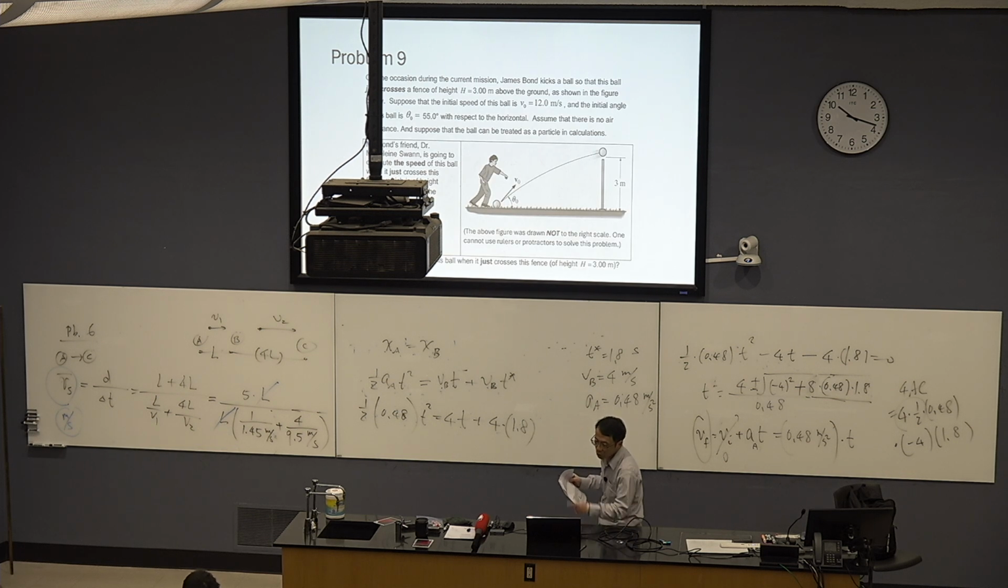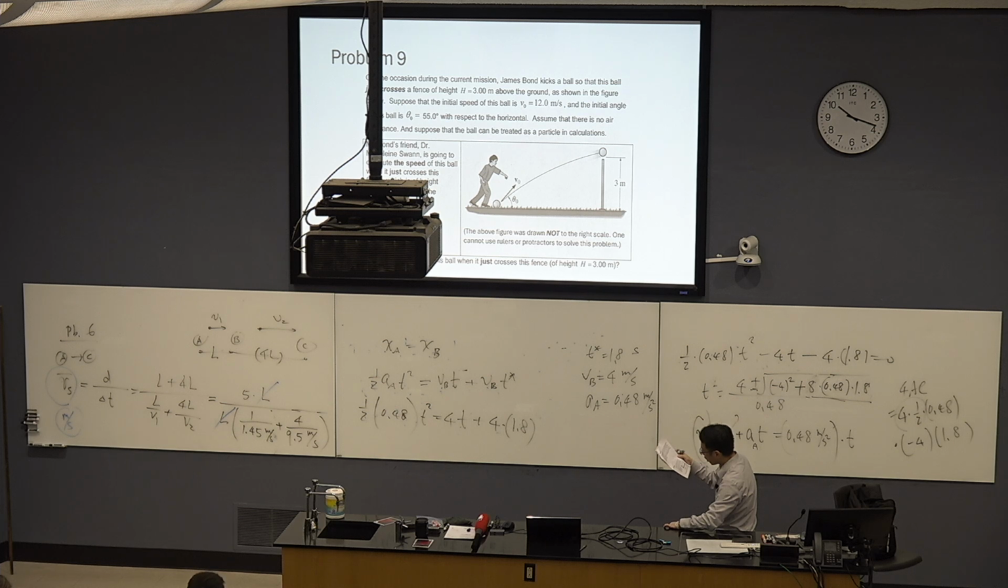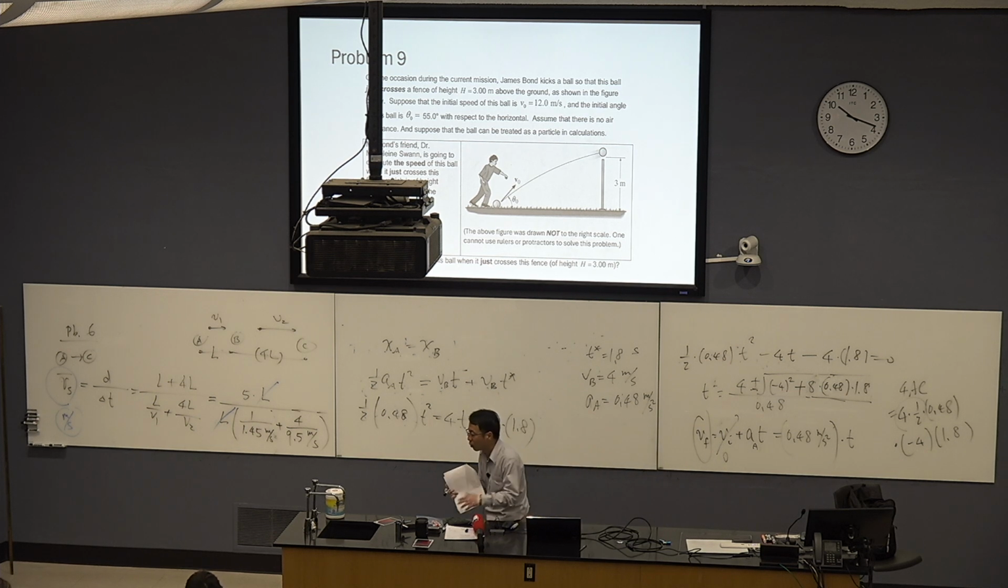And now let's look at this problem here. What do we want to obtain? You need to obtain the speed of the ball when it just crosses the fence, right? So pay attention, this point here is not the maximum height, okay? That's just some particular point. If you play football, you know that 3 meters is not the maximum height, right? So pay attention, right?